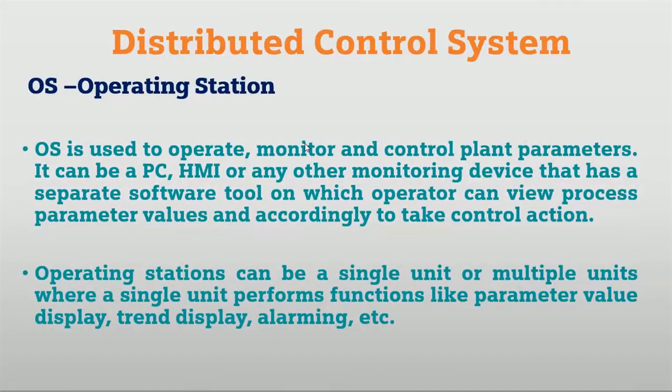The second important element is the operating station. The operating station is actually used to operate and monitor the control plant parameters. It can be a PC, HMI or any other monitoring device that has a separate software tool, and which views process parameters so the operator can take control action. And the OS station can be a single unit or multiple units, where a single unit performs functions like parameter view display and trend display, alarm, and process control with real-time application.